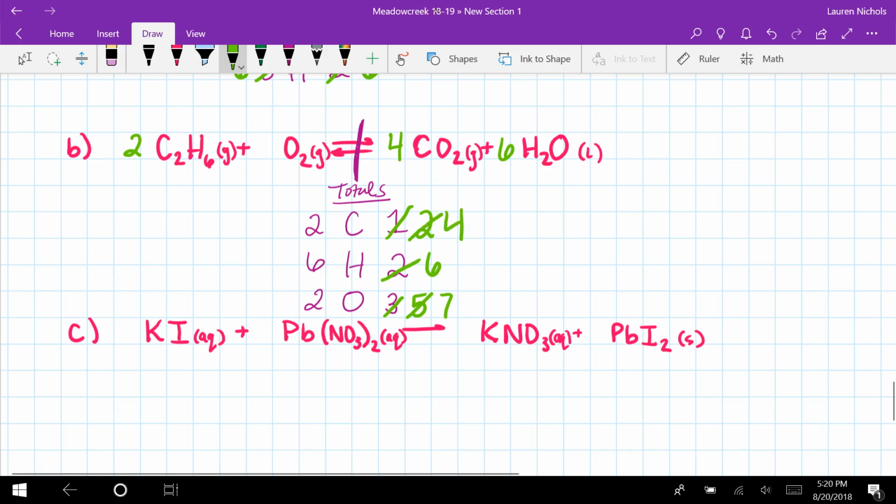We now have 4 carbons, we have 12 hydrogens, and then 4 times 2 is 8, plus 6 is 14 oxygens, and over here 2 times 2 is 4 carbons, and 2 times 6 is 12 hydrogens. So we can see that multiplying everything by 2 kept our balancing the same, but now I have 2 oxygens, and 14 oxygens on the right side, which means I can easily put a 7 there in order to give me 14 total oxygens on the left side. And this gives us a balanced equation.